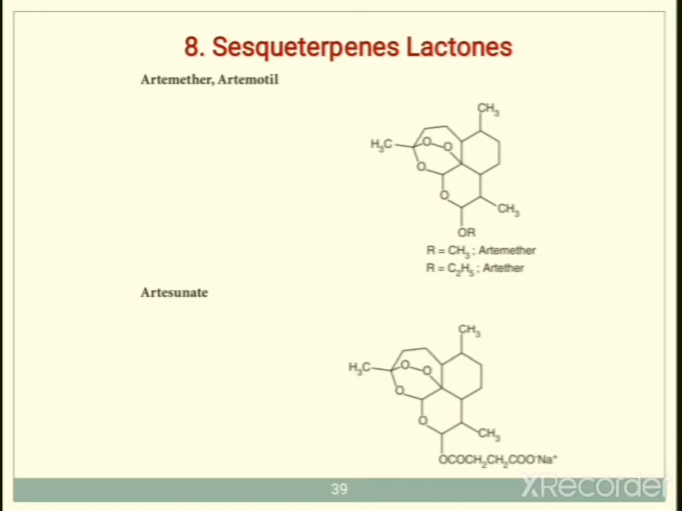Just remember this CH3 and C2H5. If CH3 is there, it is artemether, and if C2H5 is there, it is arteether. And the next drug is artesunate. There, at OR there is OCO CH2 CH2 COO minus Na, meaning artesunate is the salt form. So these are the three basic structures of these sesquiterpene lactones.